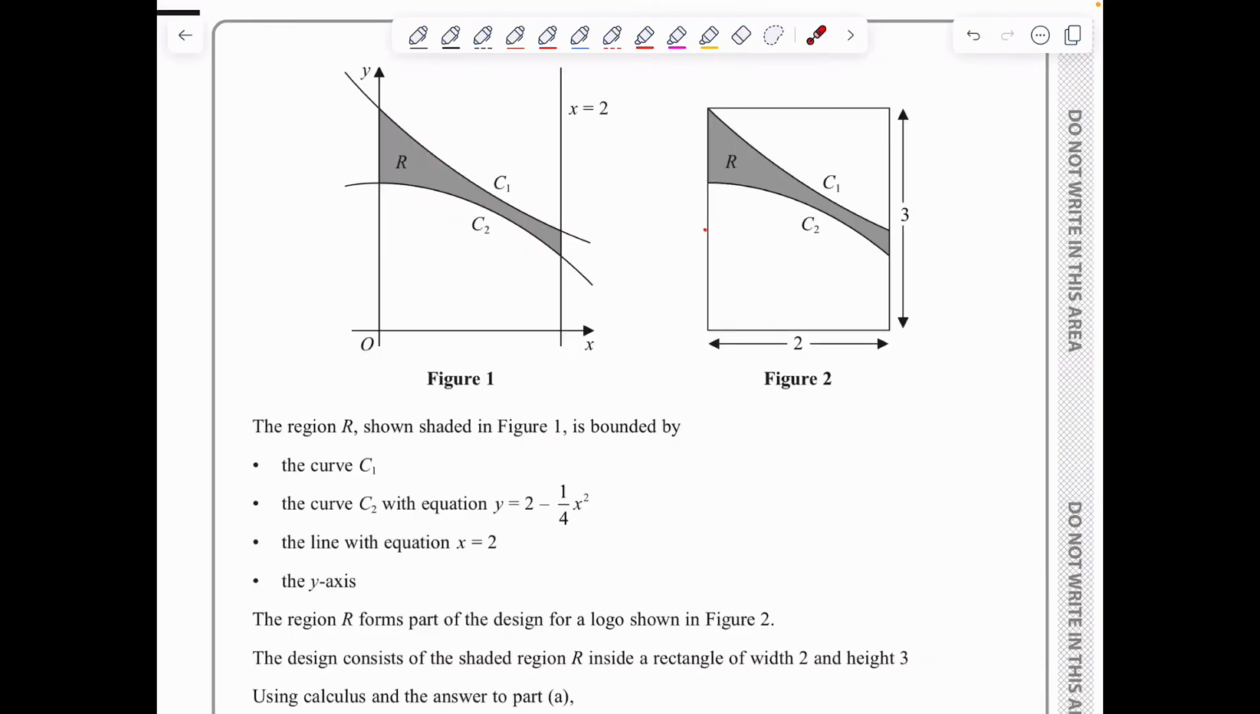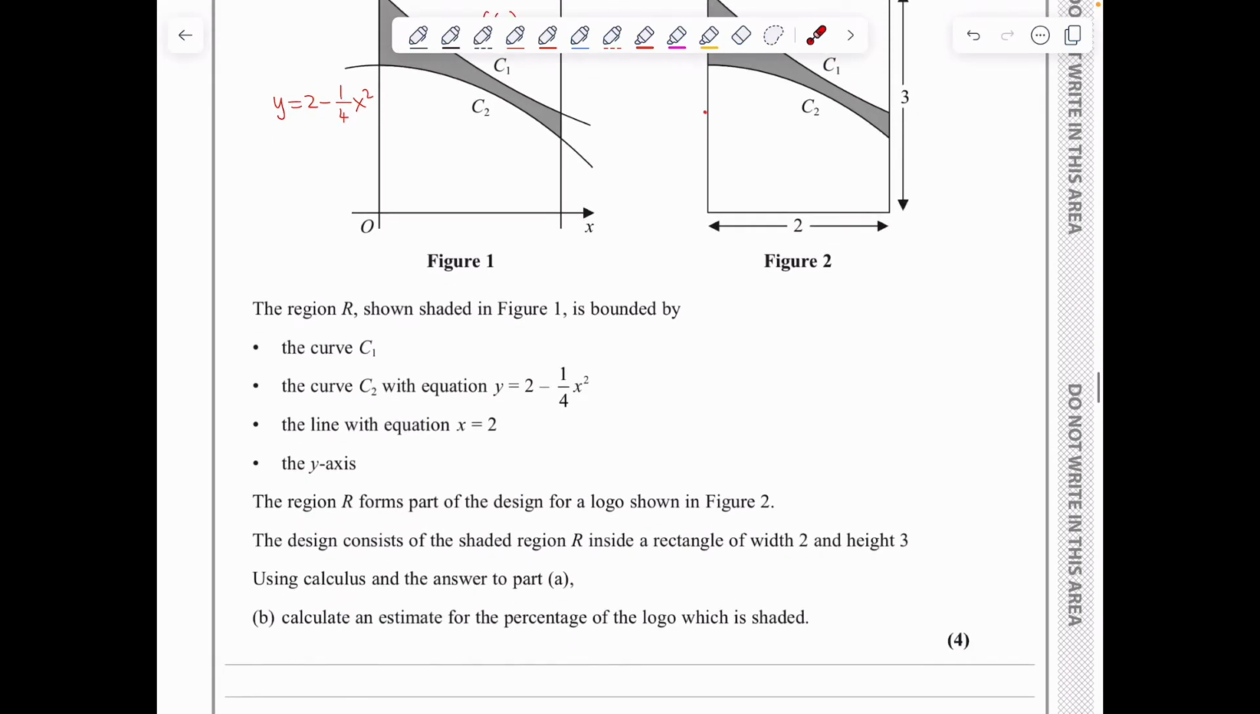We are then given the region R, which is bounded above by C1, where C1 is the curve with the equation y is f of x, and it is bounded below by the curve C2 with the equation y is 2 minus a quarter x squared. And we are told that this region forms a part of the design of a logo shown in figure 2. So here's the logo here. And we need to use calculus and the answer to part A in order for us to determine the percentage of the logo which is shaded.